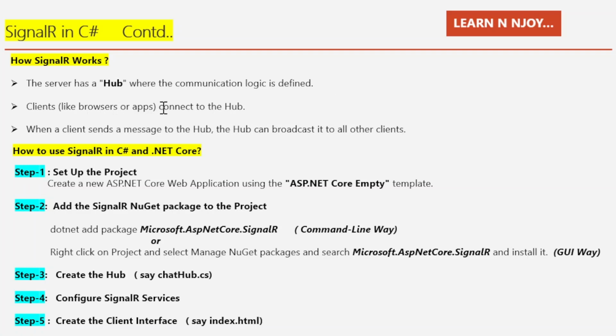Clients like browsers or apps connect to the hub. Let's understand it this way: imagine your phone or browser dialing into this control center to stay connected. Once you are connected, your app can send and receive messages instantly without waiting for the hub.